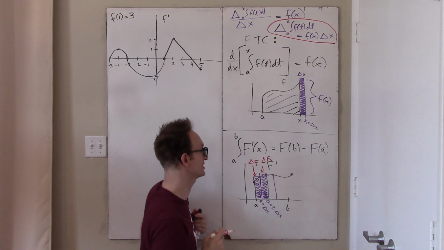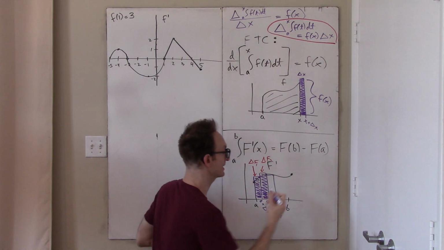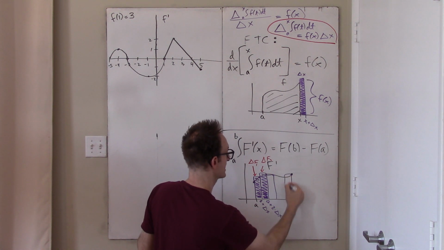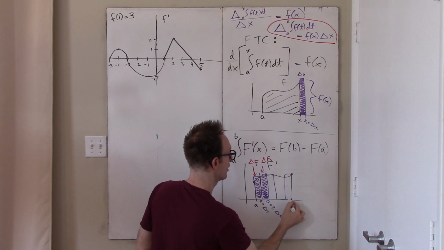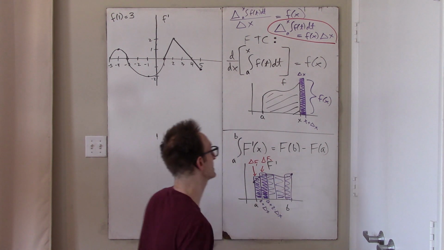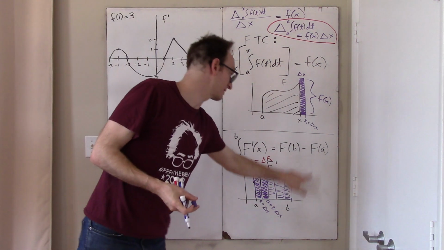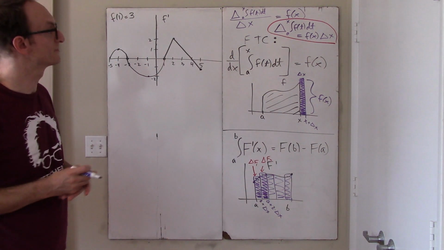Call it delta f2. And if you add all those up, what you eventually get is the total change in f. And so the integral, which is just the sums of all these little things, is going to give you the change in the function from a to b. And that's what the second fundamental theorem of calculus says.